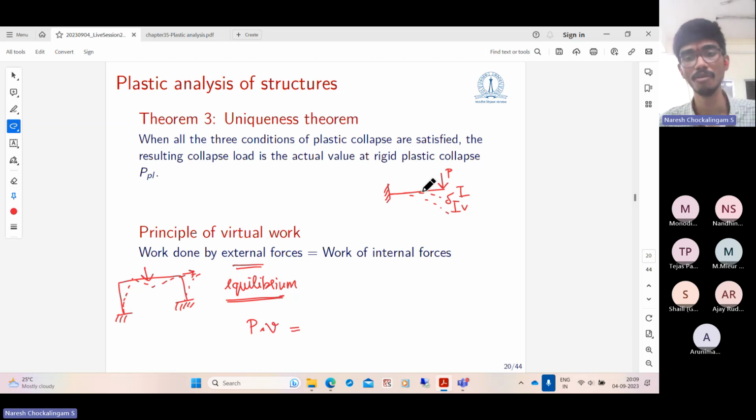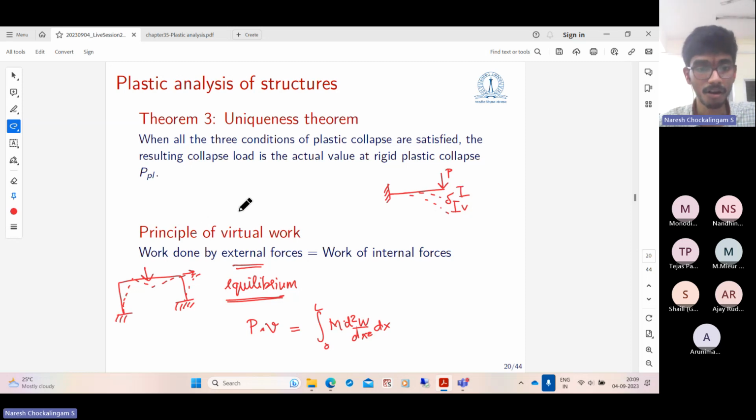What are the internal forces? You have moment everywhere. So the sum of the moment into, say, d square w by dx square into dx from 0 to L. So this you would have used in structural analysis. It is actually simpler in plastic analysis. So basically all the virtual work we do on the body gets into the strain energy of the body. So that is the idea. This is the idea of the principle of virtual work.